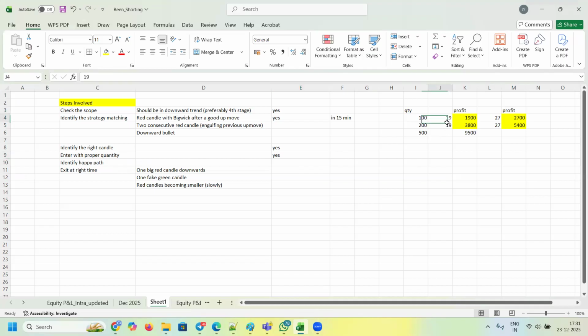Happy path I told you, right? This is the happy path. This is the hard path, meaning a little bit tough path. This is also discussed. And now exit at the right candle. Which is the right candle? Why we decided to exit there?